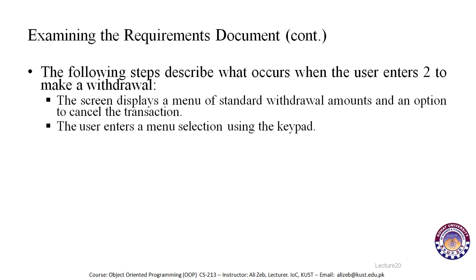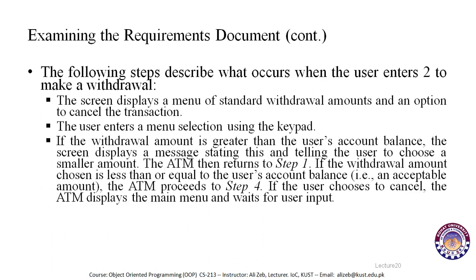The user enters a menu selection using the keypad. And again, we need to validate, for example, we must have in the account at least the amount that we are trying to withdraw from the ATM machine. If the withdrawal amount is greater than the user's account balance, the screen displays a message stating this and telling the user to choose a smaller amount. The ATM then returns to step 1.